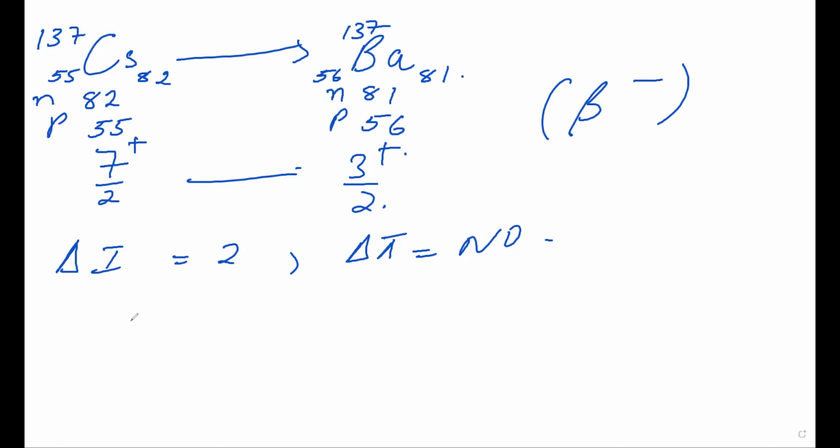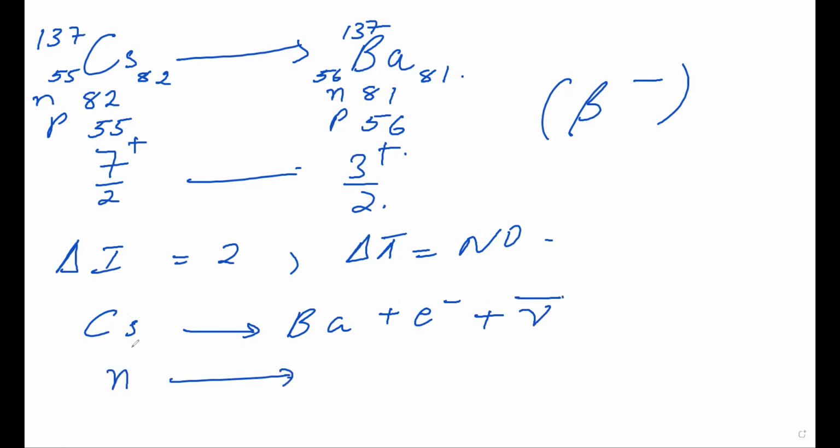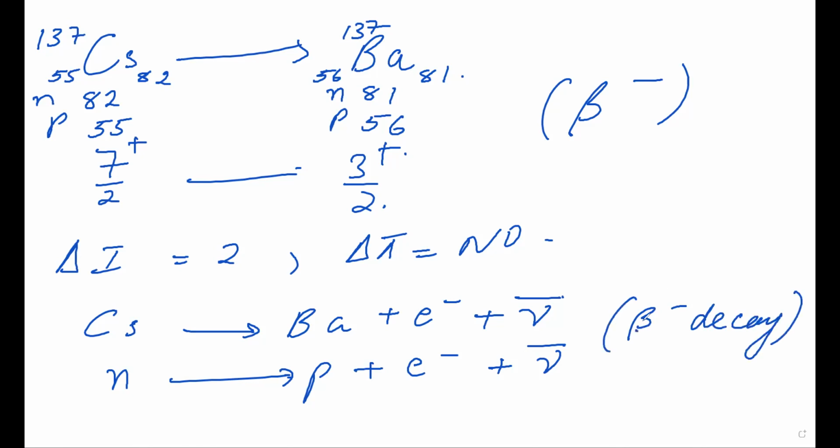Durdana? Yes, ma'am. Cesium goes to barium, sorry, cesium converts to barium plus an electron plus an antineutrino. So we know that for beta decay, one neutron is changing into a proton, an electron, and an antineutrino. And therefore, this is a beta minus decay. Good. Okay.